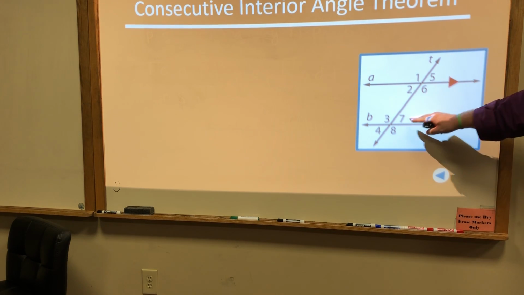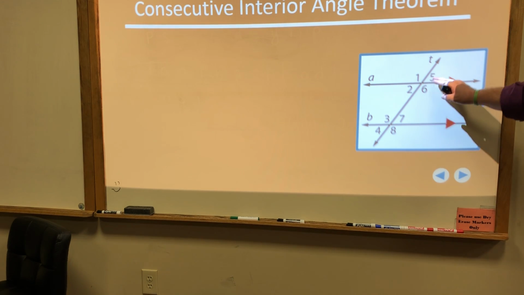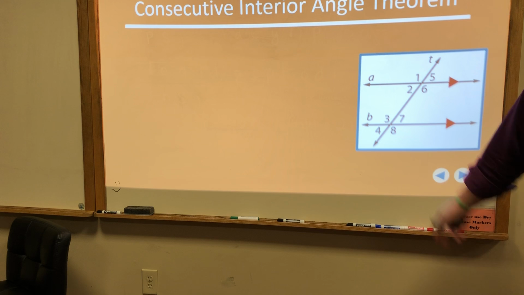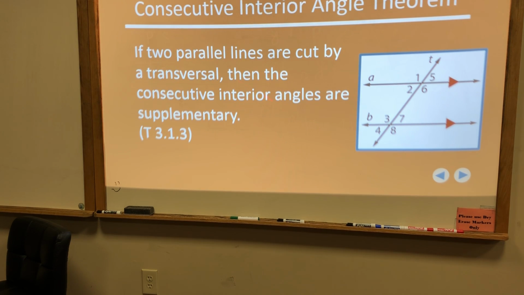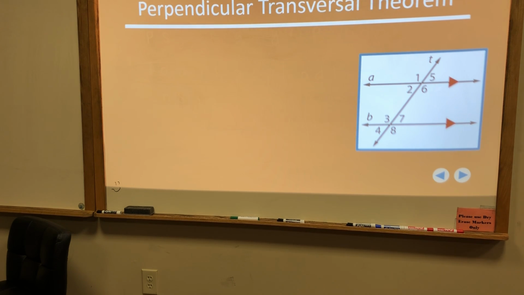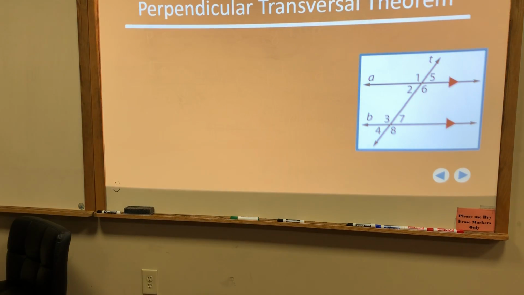Remember, 5 and 7 are what? Congruent, that's correct. So therefore, that means 6 and 7 are going to equal 180 degrees. So look at it carefully with me. It says this. If they're parallel lines, then the consecutive interior angles are going to be supplementary. We just talked that through with you. All right, any questions? Anybody have any questions about that right there?